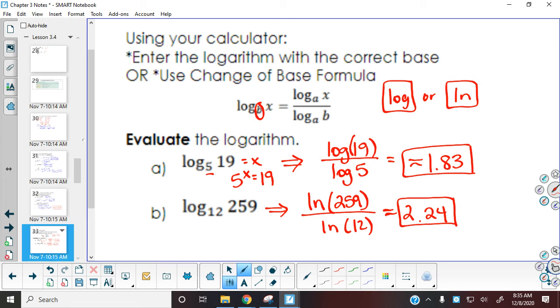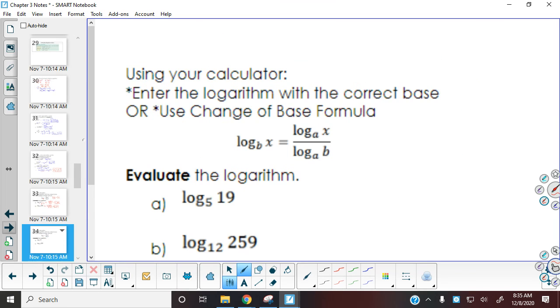The TI-84s, with some of the newer programming, will allow you to have a different base, as does the TI-Nspire. So some of these will allow you to enter a different base. This opens the door for you to use any calculator to evaluate your logarithms.